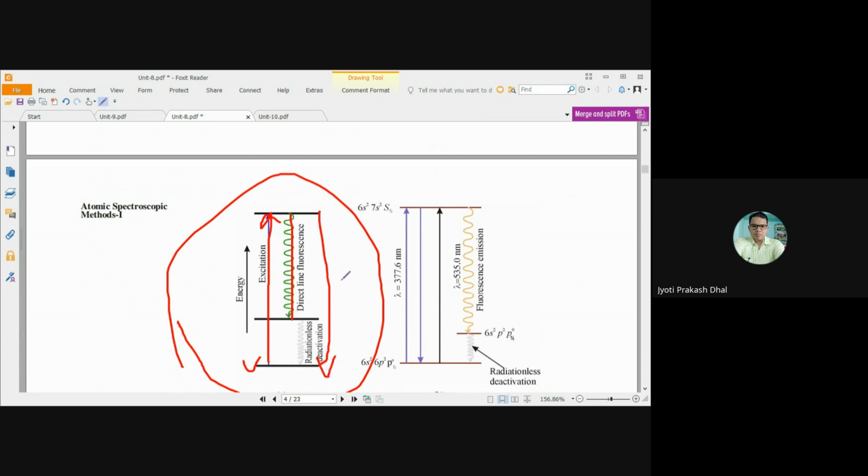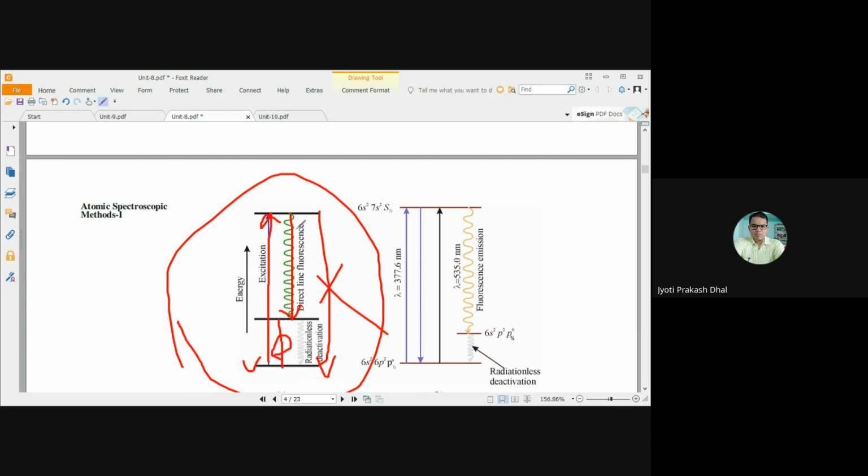If it directly came back to the ground state, it would show resonance fluorescence, but it will not directly come back to the ground state. It will come back to some intermediate state by emitting electromagnetic radiation, and after that, from that intermediate state, it will undergo radiation-less deactivation. That means it will emit energy not in the form of radiation, but maybe in the form of heat energy. So by emitting heat energy from this intermediate state, it will come back to the ground state. When coming back from the intermediate state to the ground state, the atom emits heat energy that cannot be analyzed through the spectra.